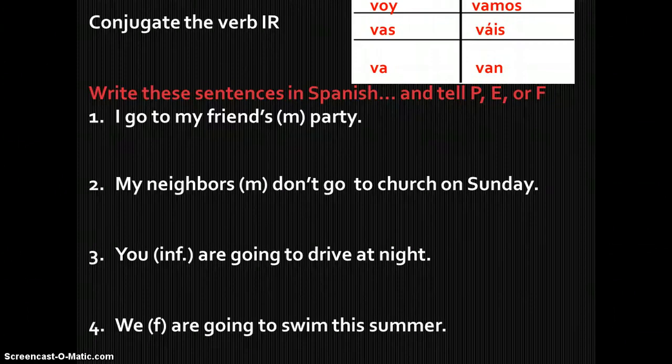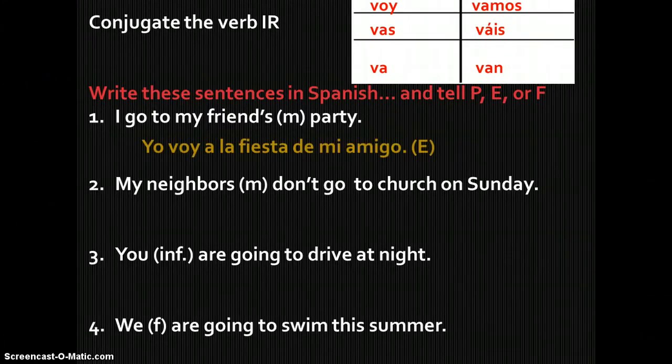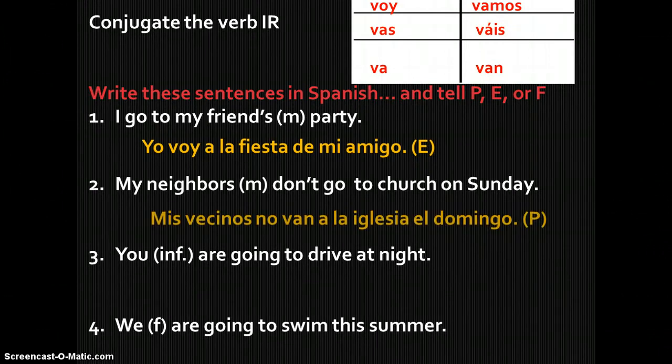I go to my friend's party, and that friend is masculine. Yo voy a la fiesta de mi amigo, and that would be an event, the party. Number 2, mis vecinos no van a la iglesia el domingo. That would be a place. Do not go to church.